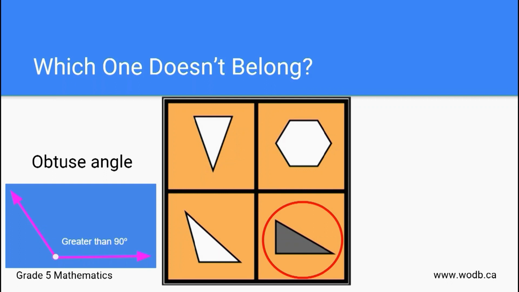Maybe you said the bottom triangle because it's shaded, and the other three figures are left white. Can you think of another one that doesn't belong? What about this one? One reason it doesn't belong is because it's a hexagon. That means it has 6 sides, and the others are triangles with exactly only 3 sides.